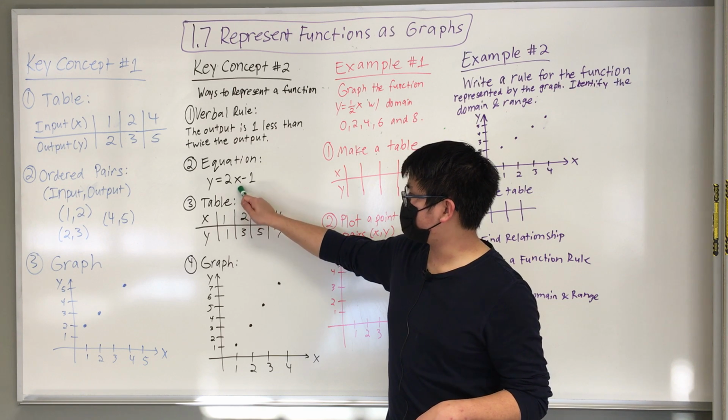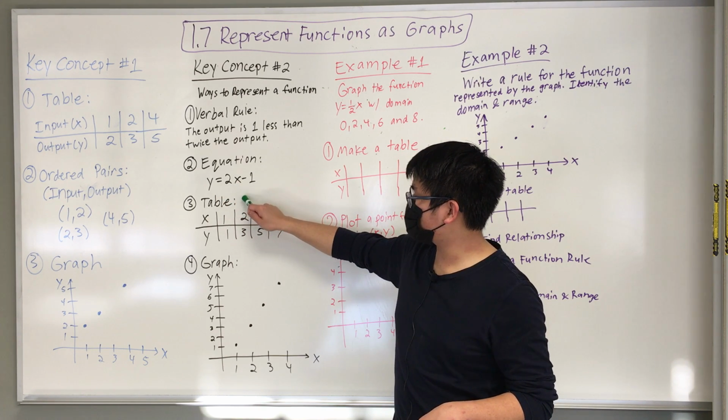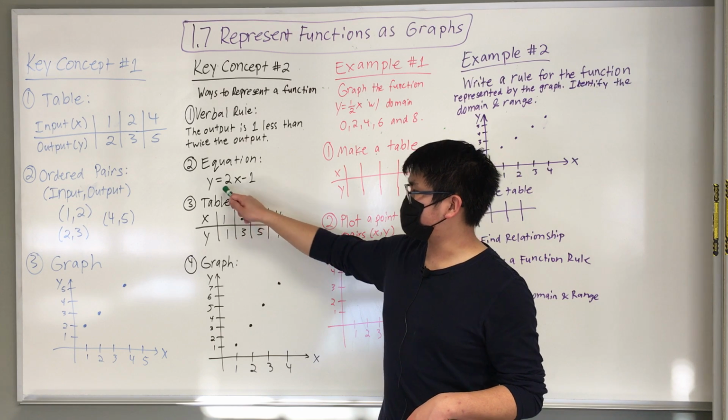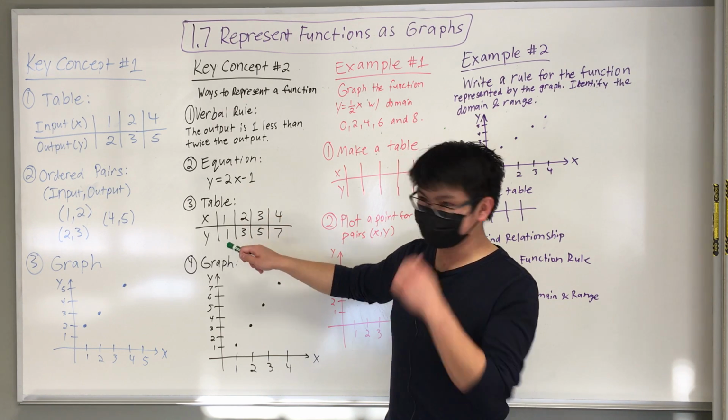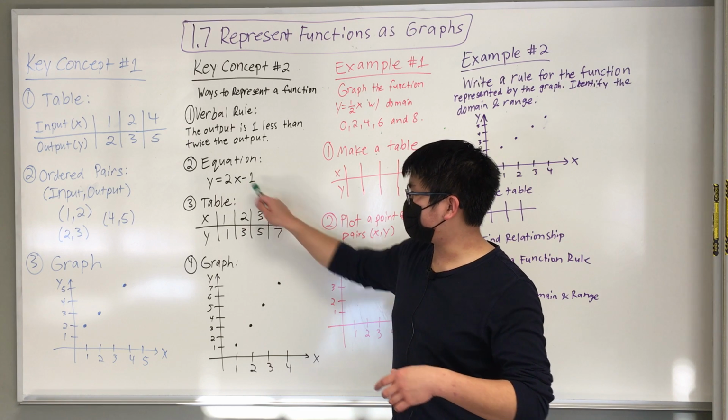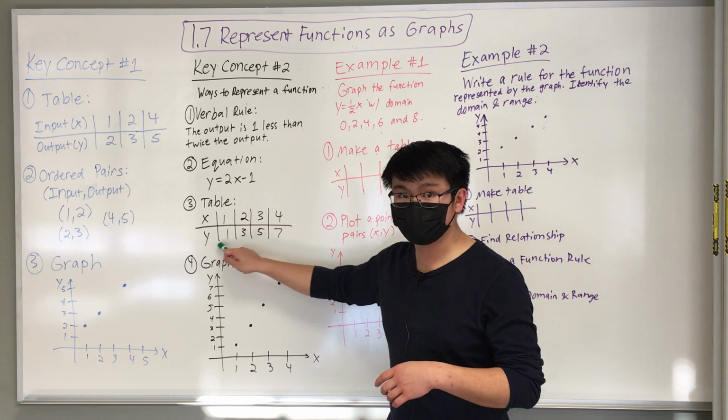So we plug in 1 right here, so y is equal to 2 times 1 minus 1. And what would that give us? If we solve it, we would get y is equal to 1. And same thing, if we plug in 2, 3, and 4 into this equation, we will get the outputs here.